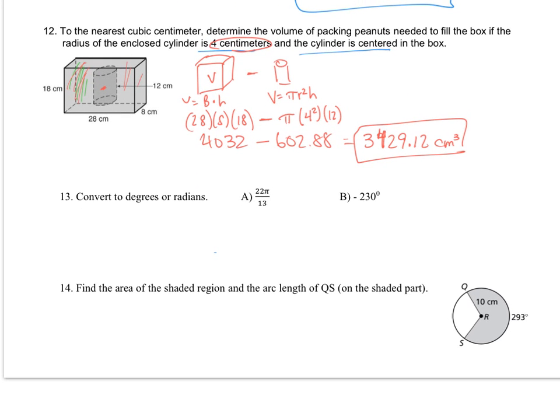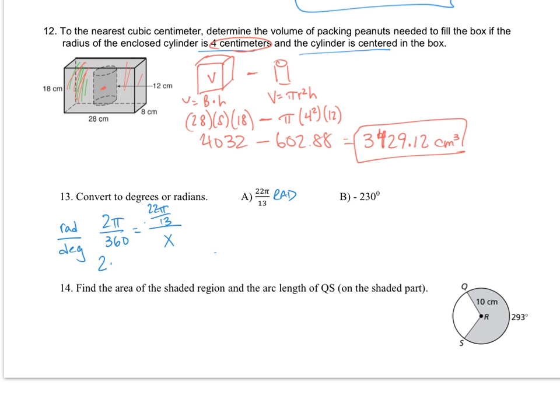Okay, convert to degrees and radians. So for this first one, this is a radian. Whenever you see a pi there, it's going to be a radian measure. So we know that 2 pi out of 360 is our conversion from radians to degrees. So we set this ratio up. 2 pi out of 360. Since this is a radian, I'm going to put it right here. 22 pi over 13, and I'll put my x right there.